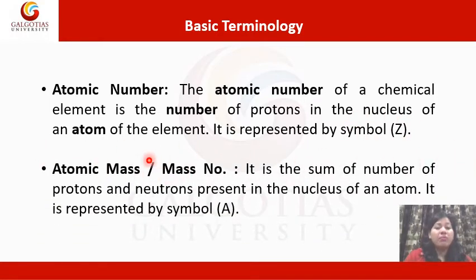What is atomic mass or mass number? It is the sum of the number of the protons and neutrons present in the nucleus of an atom. It is represented by the symbol A.